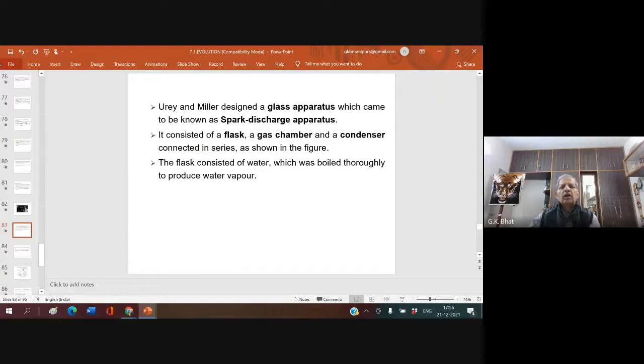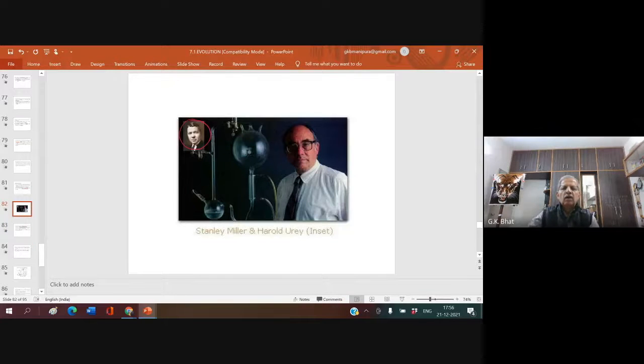Urey and Miller designed a glass apparatus. Please note down, this glass apparatus is called the spark discharge apparatus. What is the peculiarity of this? It consisted of a flask, a gas chamber, and a condenser connected in series as shown in the next diagram. The flask contained water, which was boiled thoroughly to produce water vapor. This is what you see, the spark discharge apparatus with the flask.